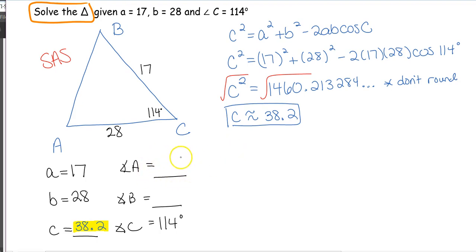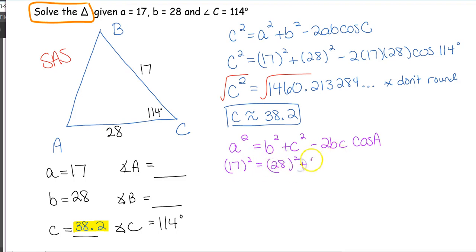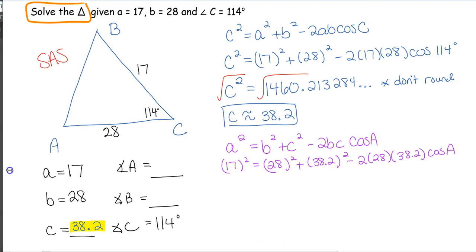So if I'm solving for angle A, I need to use the A equation. A squared equals B squared plus C squared minus 2BC cosine of angle A. So the A we have 17 squared equals 28 squared. Now we have to use this rounded value of 38.2 squared minus 2 times B, which is 28, times C, which is 38.2, times the cosine of A. Now, this one's much more difficult because our variable that we're solving for, our angle A, is way over here. We need to get that calculator back out.